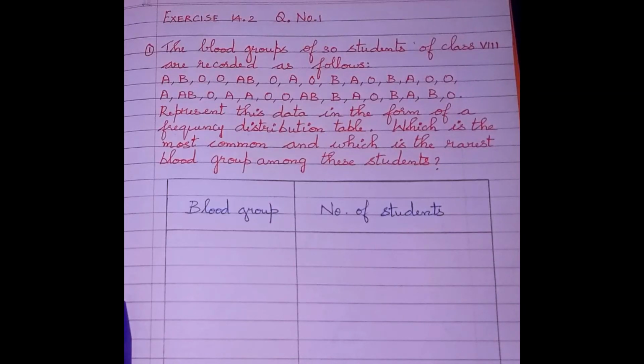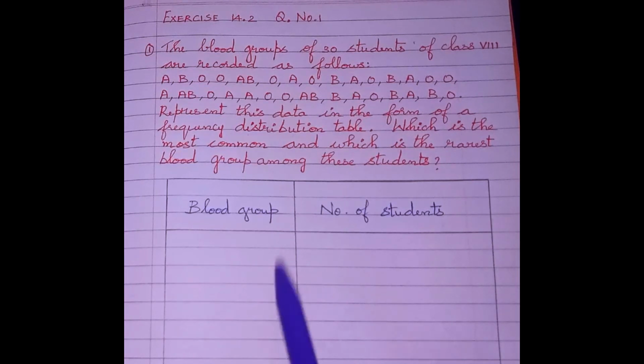Exercise 14.2, question number 1. The blood groups of 30 students of class 8 are recorded as follows. Represent this data in the form of a frequency distribution table. Which is the most common and which is the rarest blood group among the students?